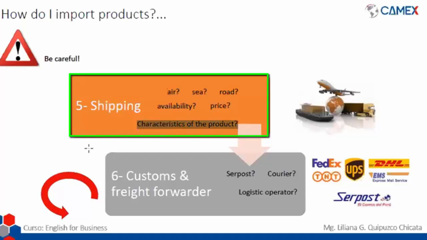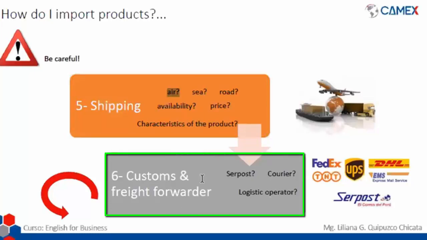Also, I have to look for the characteristics of the product. In this case, if the product is too delicate, or the expiration date or the lifetime of my product is too small, maybe the best way of bringing the product is via air instead of sea. So I have to look for the characteristics of the product. And then we have customs and freight forwarder.